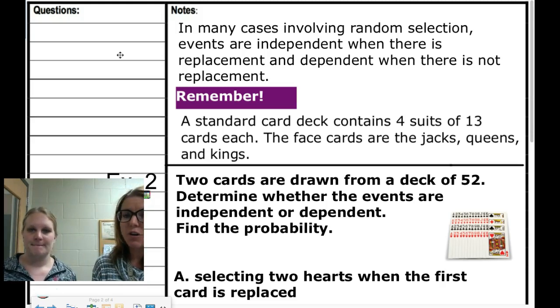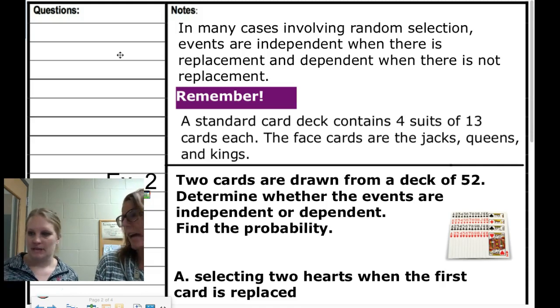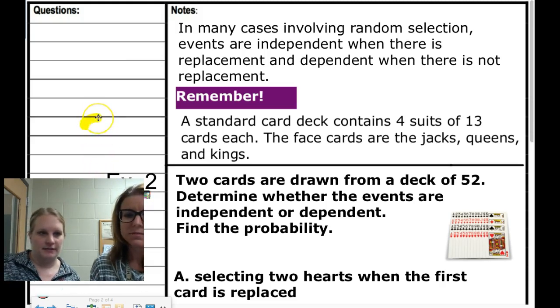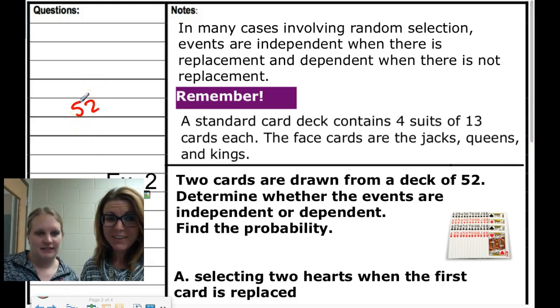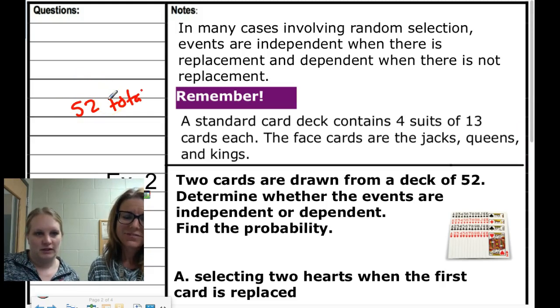A standard deck of cards contains 4 suits of 13 cards each. The face cards, and this is important, are jacks, queens, and kings. And there are 52 cards in a deck. I'll just write that off to the side. Oh boy, I forgot I last highlighted. When you skip the first page, I forget. Sorry. 52 total cards. Got it.